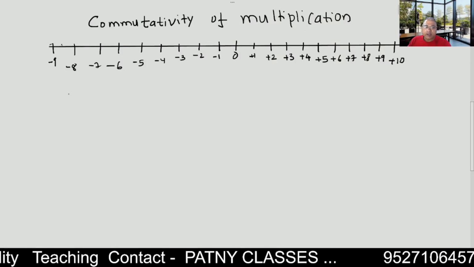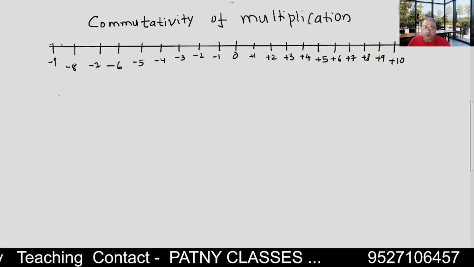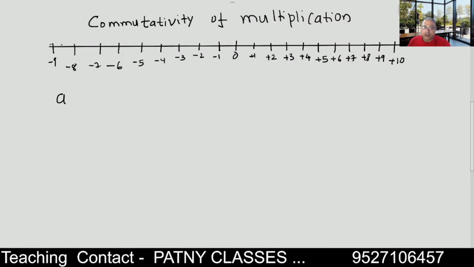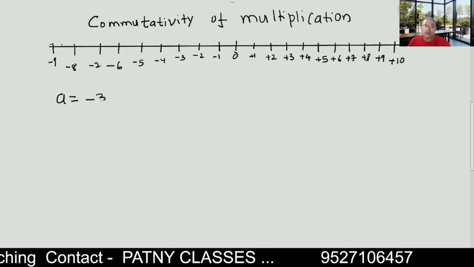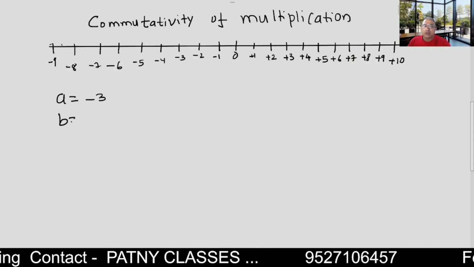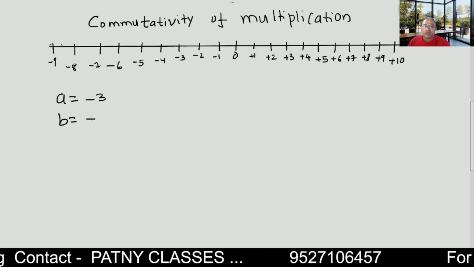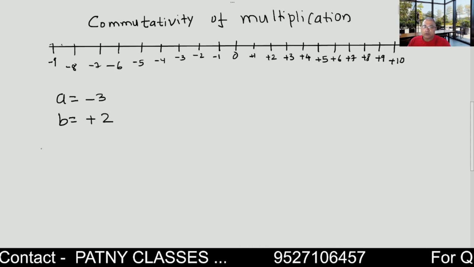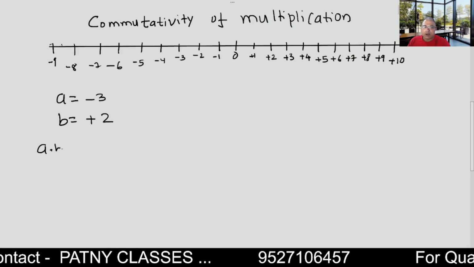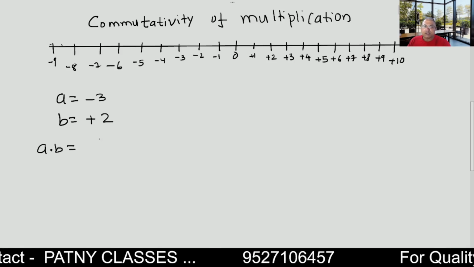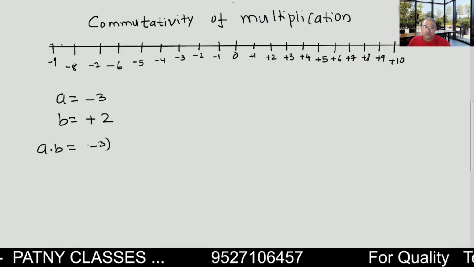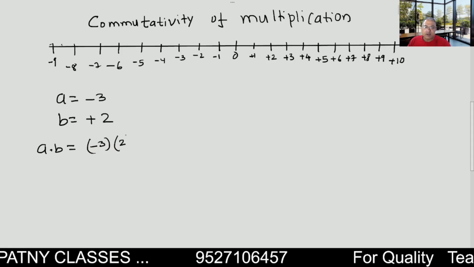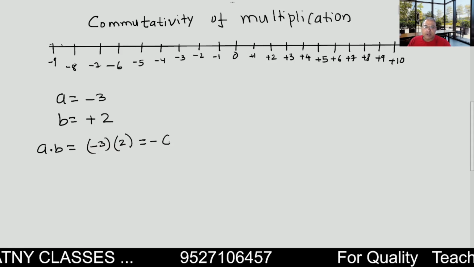Similarly, we can explain commutativity of multiplication. For that, again we are selecting any two numbers. Let us say A equals minus 3 and B equals plus 2. Now I am doing A dot B, that is multiplication in the order of A first, then B later. The result is minus 6.